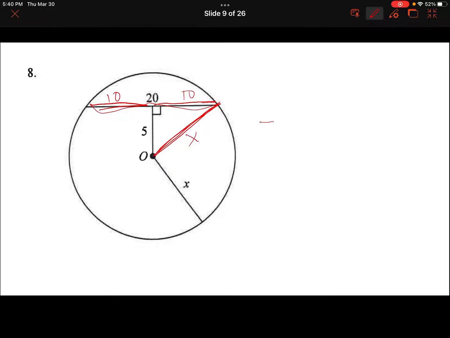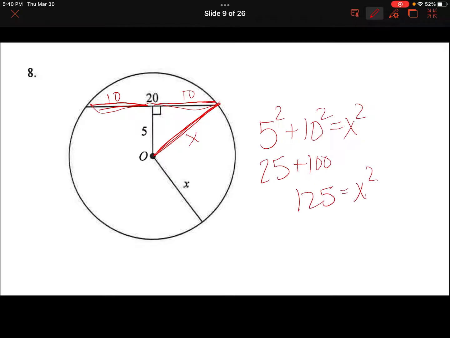And I'm going to do the Pythagorean theorem here. I have 5 squared plus 10 squared equals x squared, or 25 plus 100, or 125, equals x squared. So x is the square root of 125, which is going to be 11 point something, I do believe. I'm not sure if this is going to give you the answer in square root form or not, so just make sure that you understand both, or how to find the square root if it's not in square root form.